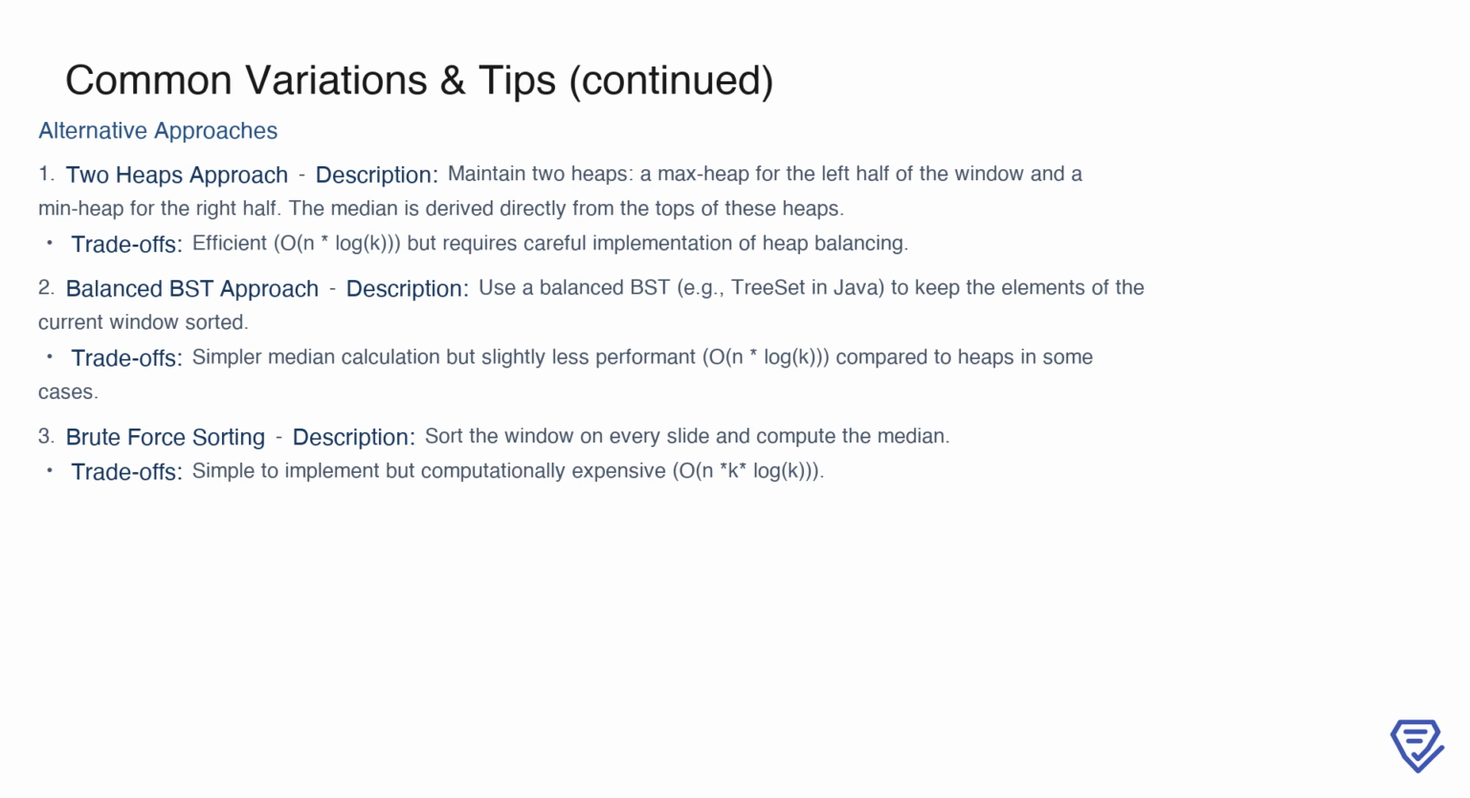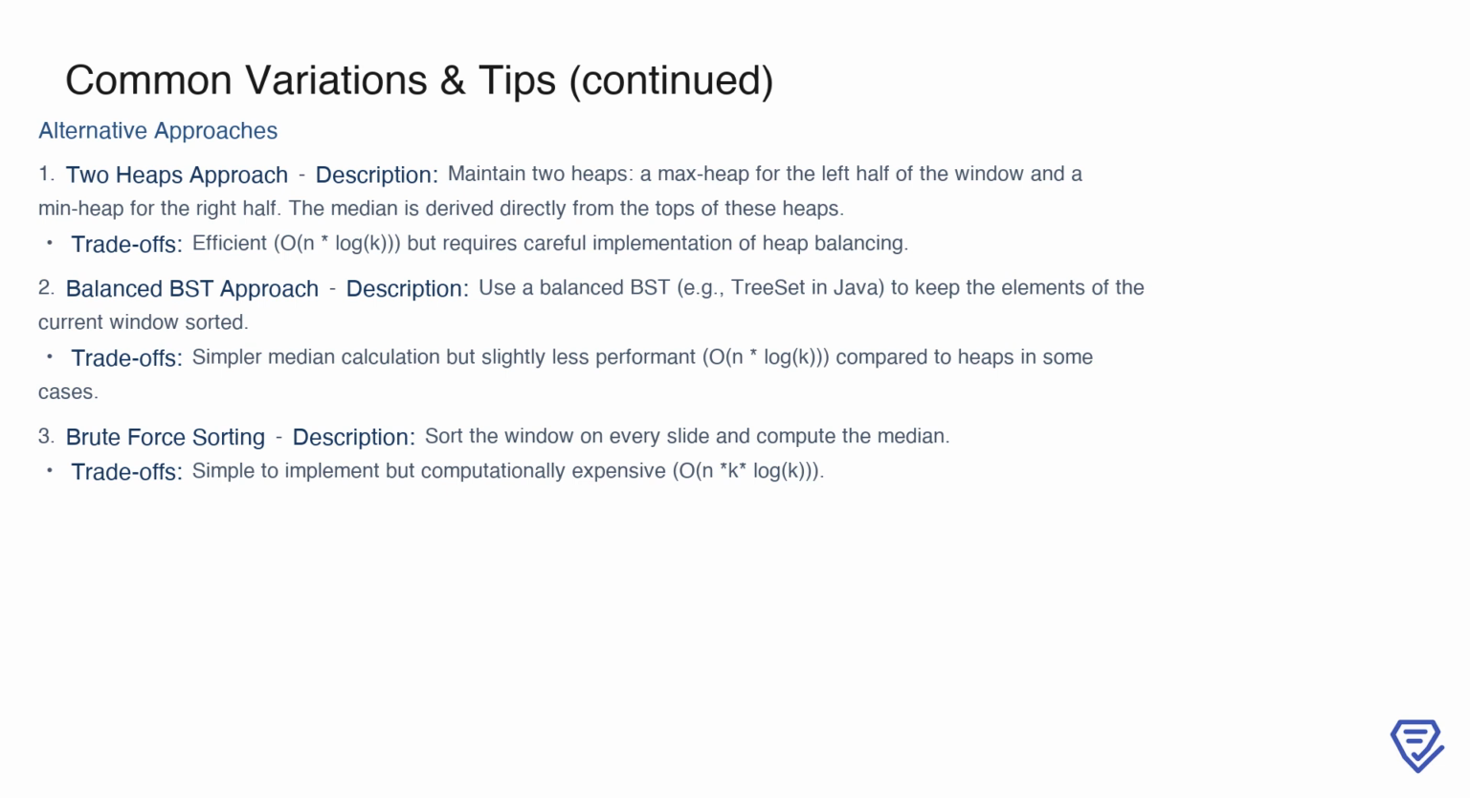There are several approaches to solving the sliding window median problem, each with its own trade-offs. The two heaps approach is one of the most efficient. Here, you maintain a max heap for the left half of the window and a min heap for the right half. The median can then be derived directly from the tops of these heaps. While this method runs in O(n*log k) time, it requires careful implementation to ensure the heaps are balanced as elements are added and removed. Alternatively, a balanced binary search tree, like Java's TreeSet, can be used to keep the elements sorted within the current window.